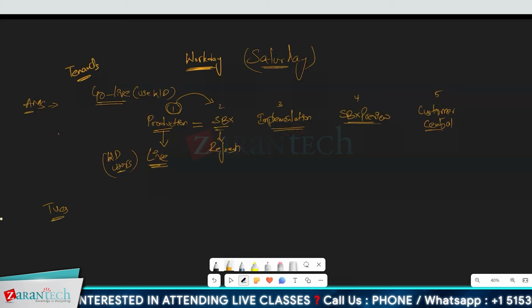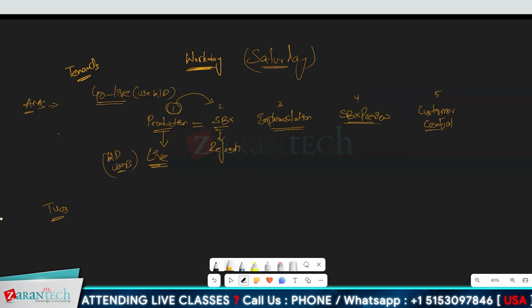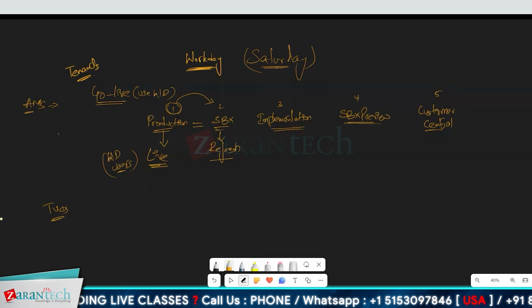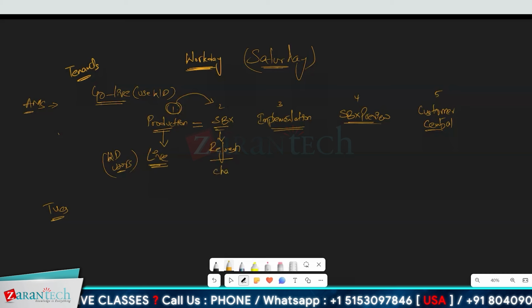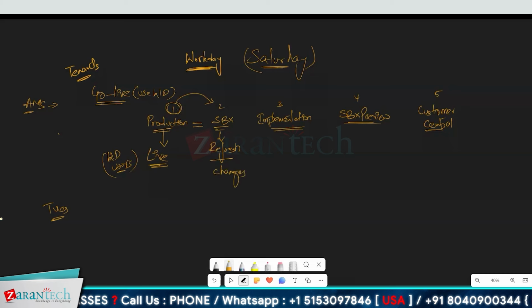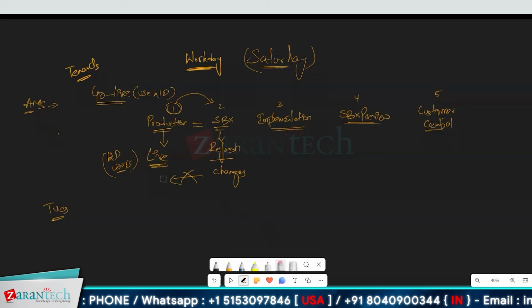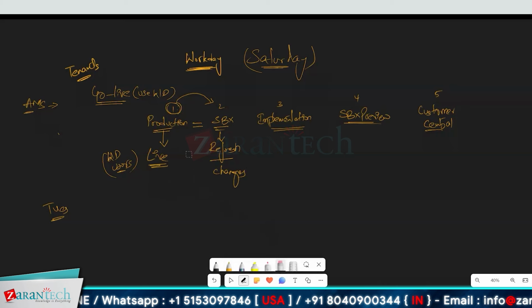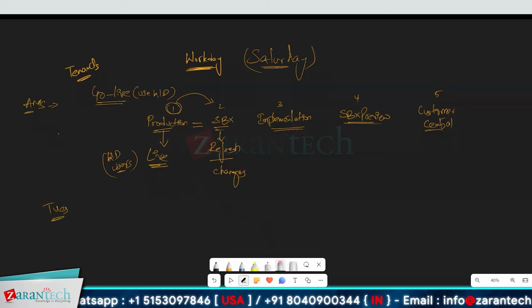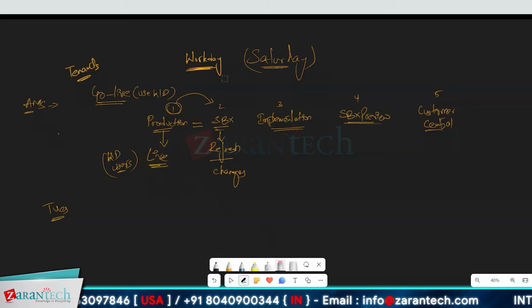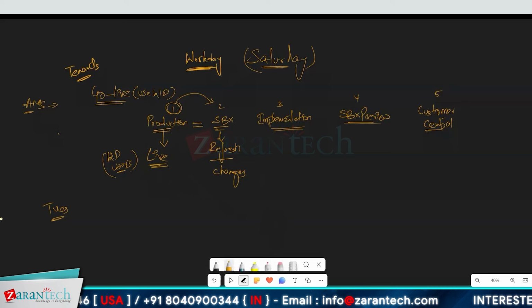Let's say you are working on some config. You got some requirement, which you are working on in a sandbox tenant. Any changes that you make here will not automatically reflect in production, because you are not moving those changes. These are two different instances, and the only way they are related to each other is that during the refresh, the data gets copied from production into sandbox.